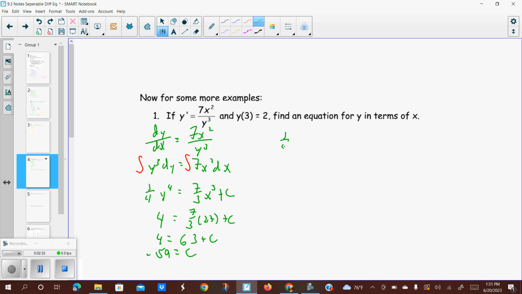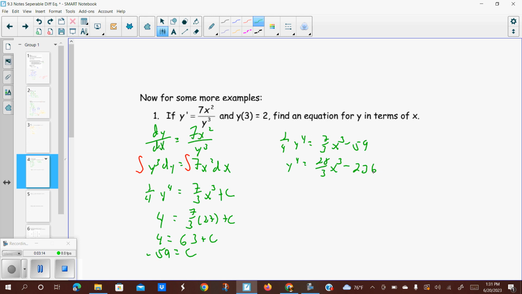We should have 1/4 y to the 4th equals 7/3 x cubed minus 59. Solving for y, we're going to multiply everything through by 4, which will give us 28/3 x cubed. 59 times 4, 60 times 4 is 240, subtracting 4, 236. Don't worry, I do not expect everybody to be able to do things in their head that fast, but if you can, wonderful. Just try not to make mistakes.